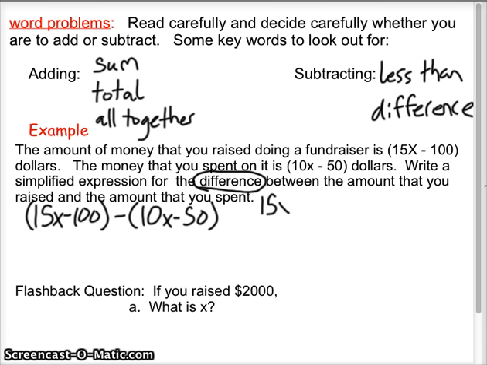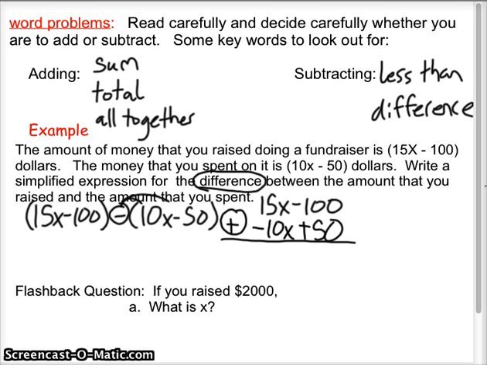Well, recall, when I'm doing this, I always rewrite the problem. So take that first parenthesis. Well, now I'm going to take that negative and distribute it. So negative 10x plus 50. I flip the sign of everything inside, which turns it into an addition problem. 15x minus 10x gives me 5x. Negative 100 plus 50 leaves me with negative 50. So that is my polynomial answer, the difference between those two expressions.